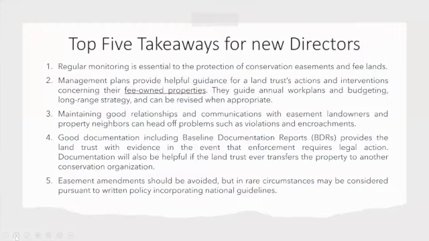Rare. And again, my top 5 takeaways. So number 1, regular monitoring is critical to a successful stewardship program. I bet you got that from our discussion tonight. Number two, management plans provide helpful guidance for land trust actions and interventions concerning their fee-owned properties. They guide your annual work plans and your budgeting and your long-range strategy, and they can be revised when appropriate.